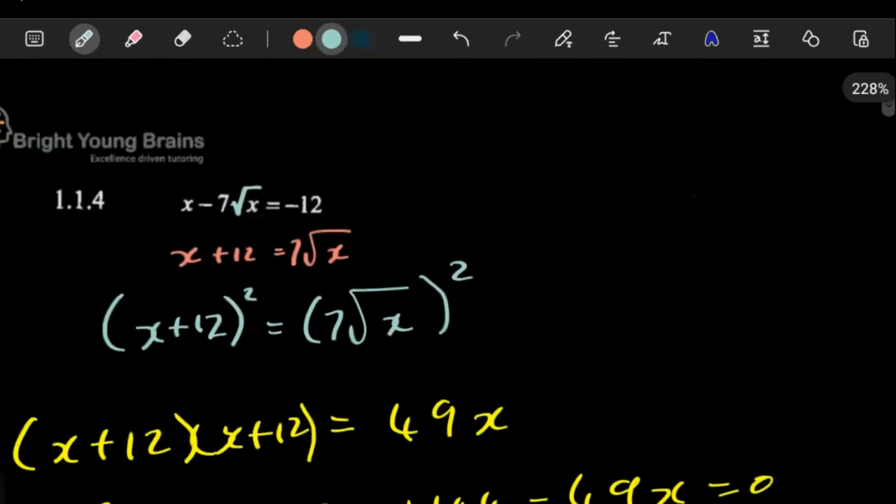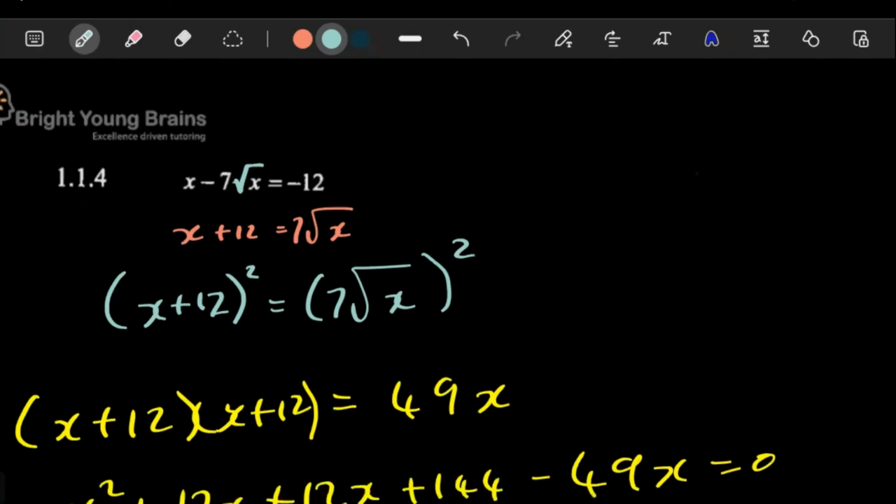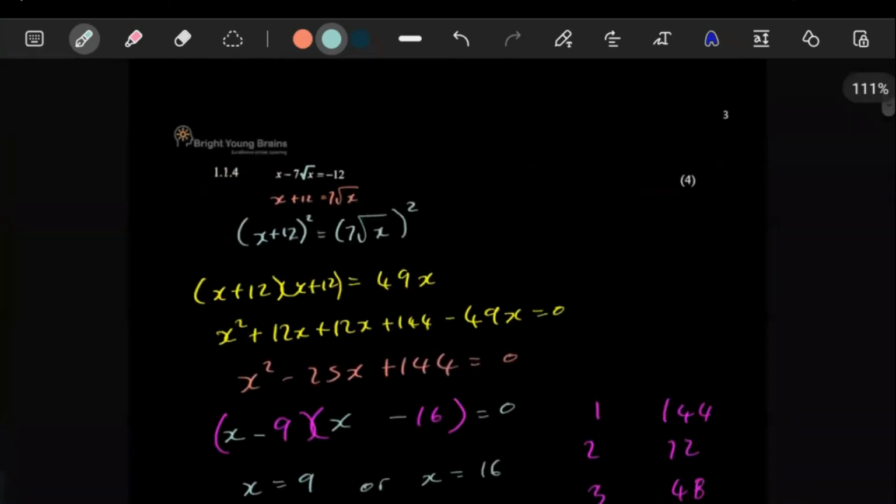Well, let's see. 9 minus 7 square root of 9 is equal to negative 12. Okay, let's try the 16 minus 7 square root of 16. Yes, they both work out. So this is all good. That's why this is just an easy 4 marks.